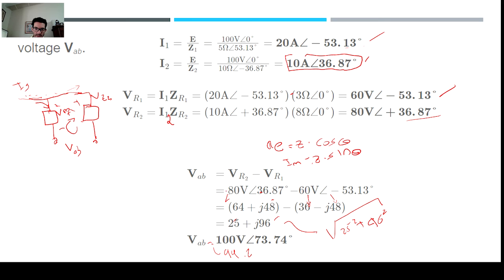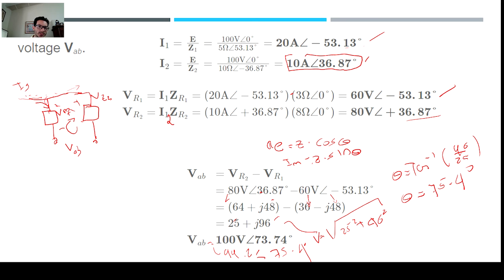The phase shift is the tangent inverse of 96 over 25, and that gives me 75.4 degrees. All right, so the voltage between A and B is 99.2 at a 75.4 degree phase shift. That tells you the voltage potential between those two legs.